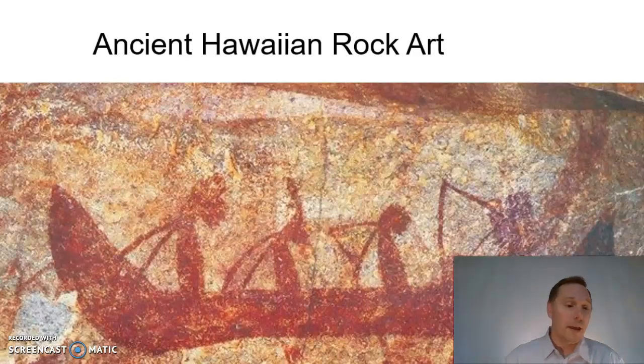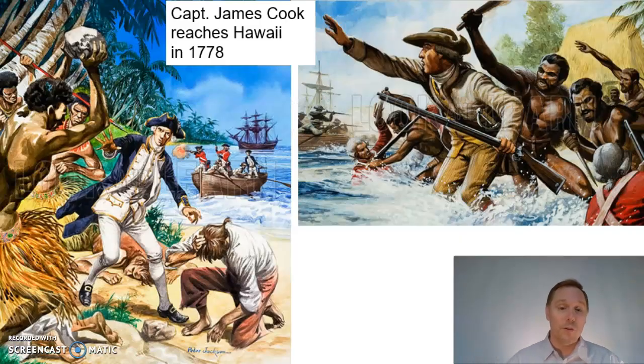Anyway, we know that they reached Hawaii. There is ancient Hawaiian rock art still available, and they existed there for about 1,000 years before the first European came along. Captain James Cook reaches the islands in 1778, and things go really bad. If you take a look at these photos, you can see it did not go well. The first Europeans meeting the natives of Hawaii.